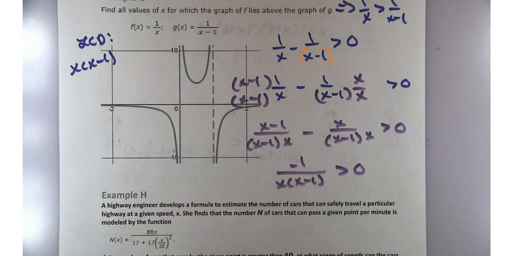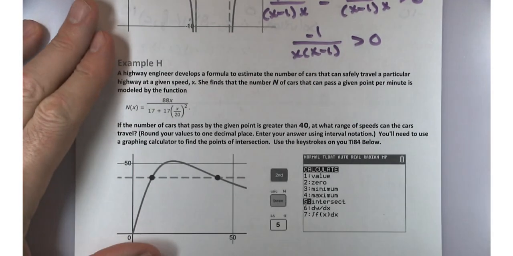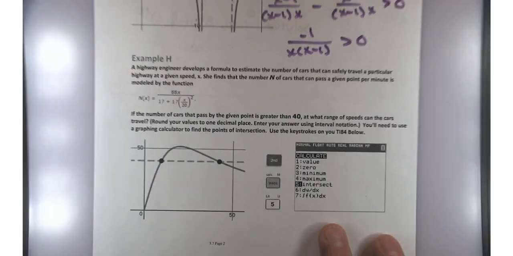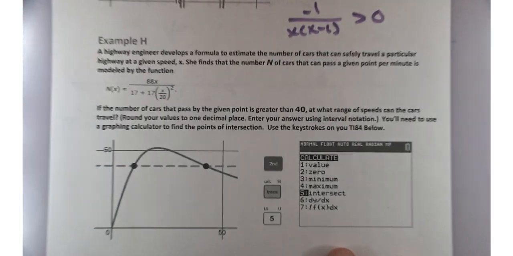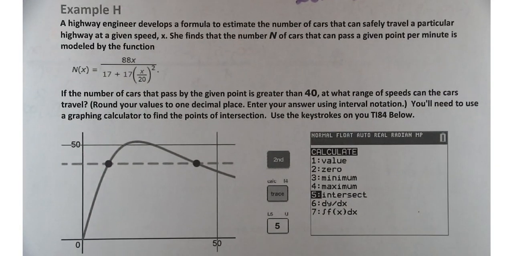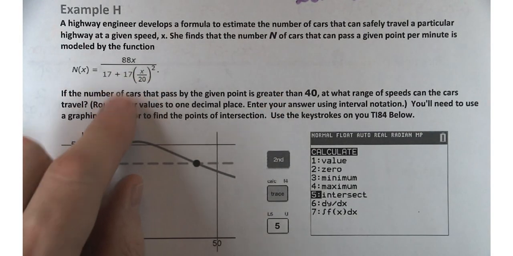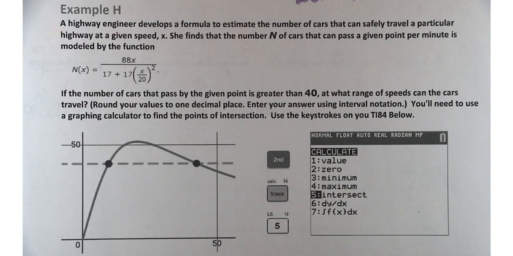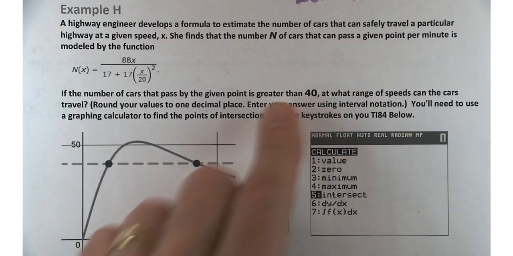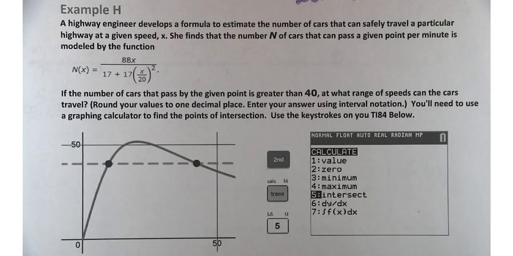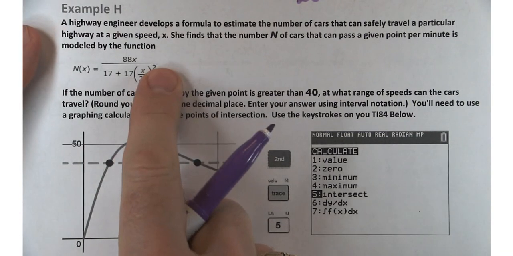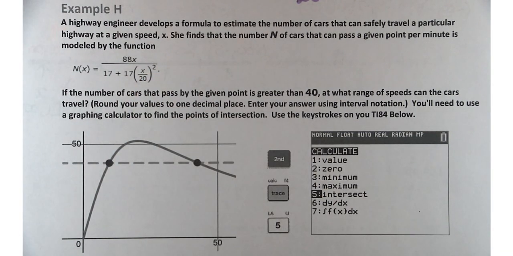All right. Last one, a nice applied problem. A highway engineer develops a formula to estimate the number of cars that can travel safely on a particular highway. She finds that the number of cars that can pass any point per minute is modeled by this function. If you want the number of cars passed by the point to be 40, what range of speeds can support that travel? So, okay. Basically, we want to know where this is at least 40, greater than or equal to 40.